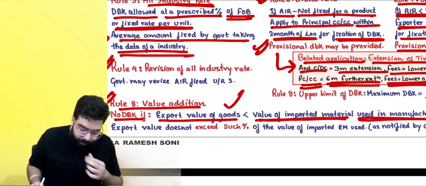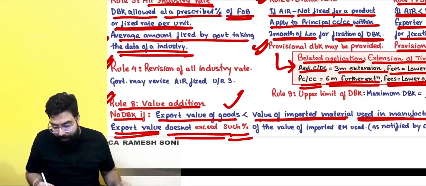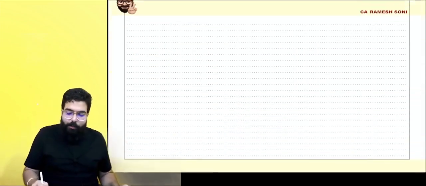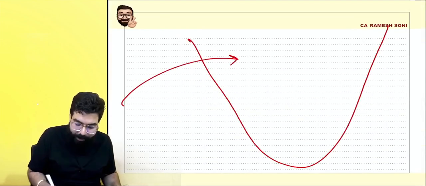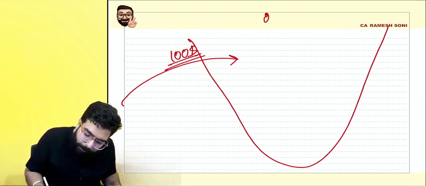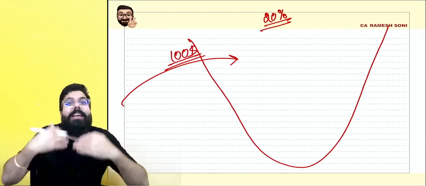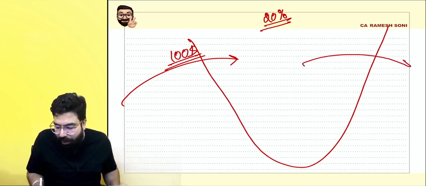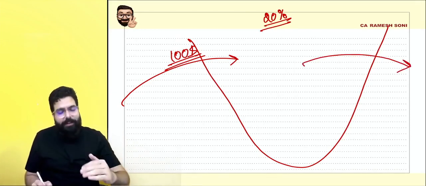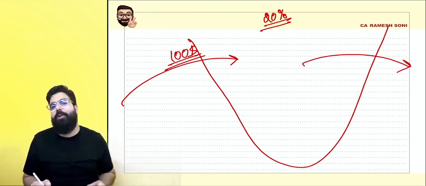Next, export value does not exceed such percentage of the value of the imported material used. So government has told, if you have spent $100 on the imported material, for example, and the government says at least 20% value addition has to be there, then you have to exceed the value addition. It means when you are exporting, you should earn at least $121, meaning you have to exceed $120, only then you will be given duty drawback.